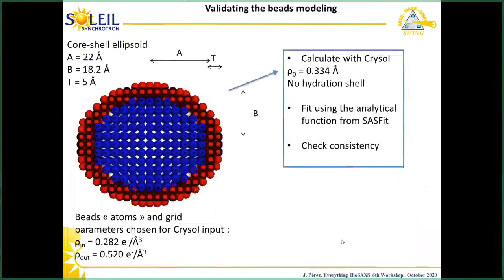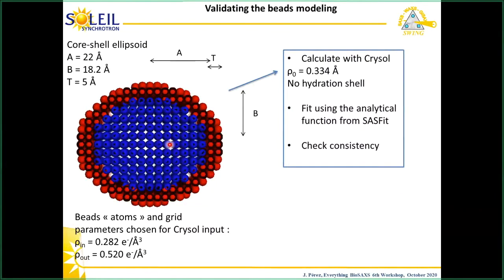So does it work? To know if this works, we checked the consistency of the approach. For this, we modeled a core-shell ellipsoid, which is known to be analytically solvable, so we can produce an analytical curve from this. The idea here was to compare a curve directly from the PDB model made with the strategy we just proposed, and the curve made analytically with the same parameters.